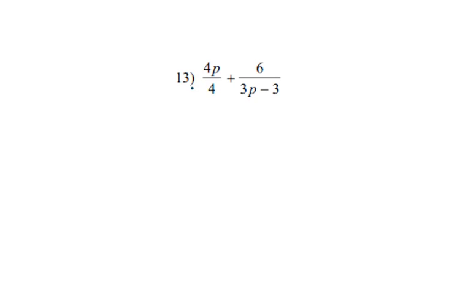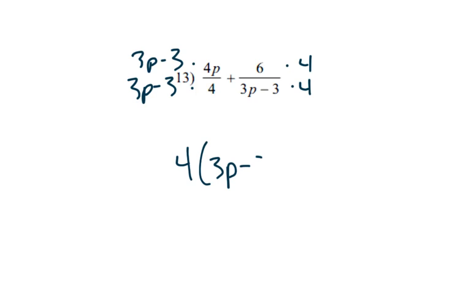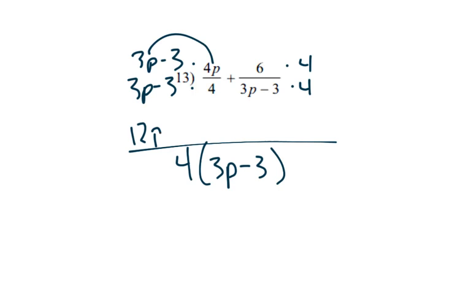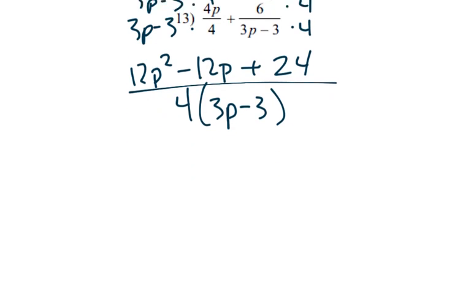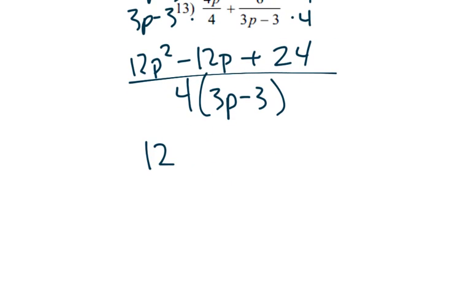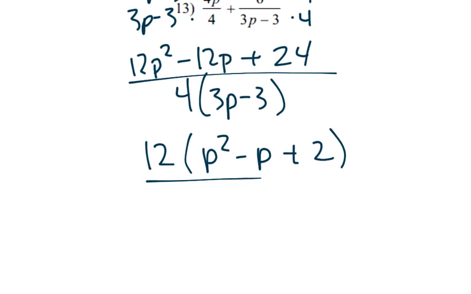Same with this one, times this side by 3p minus 3, times this side by 4. We get 4 times 3p minus 3 under 3p times 4 would be 12p squared minus 12p plus 24, which we can pull out of 12, right? 12 times p squared minus p plus 2 over 4 times 3p minus 3.